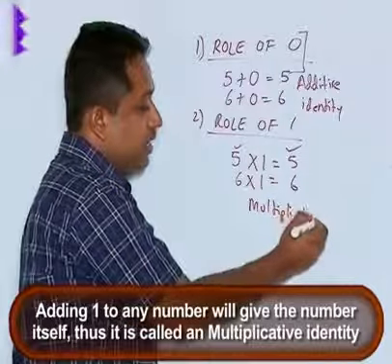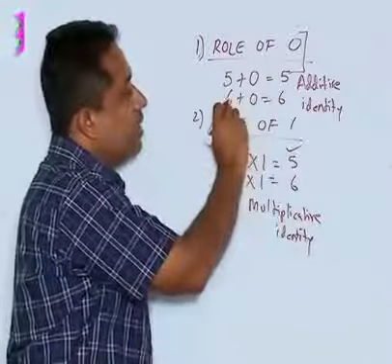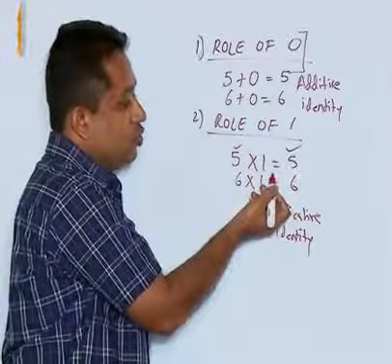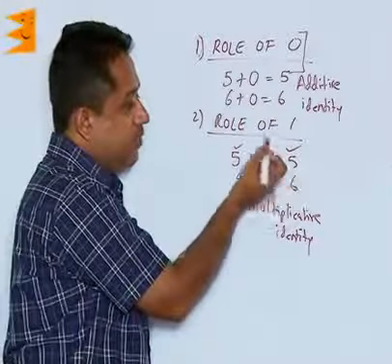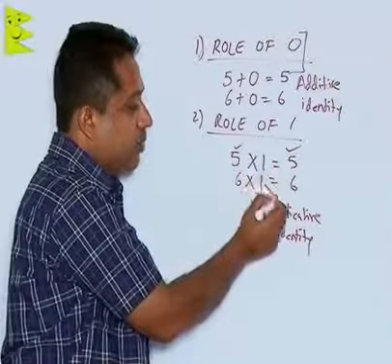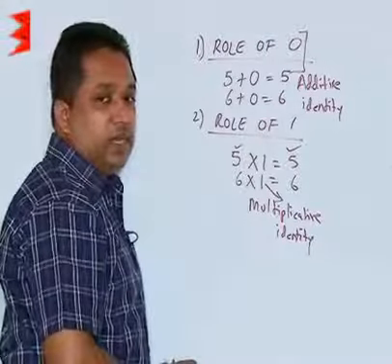So this is the difference in the property of 0 and 1. When we multiply 0 with a number, we get 0, so the number is not obtained. But when we multiply a number with 1, we get the number. So 1 is called a multiplicative identity, whereas 0 is called an additive identity.